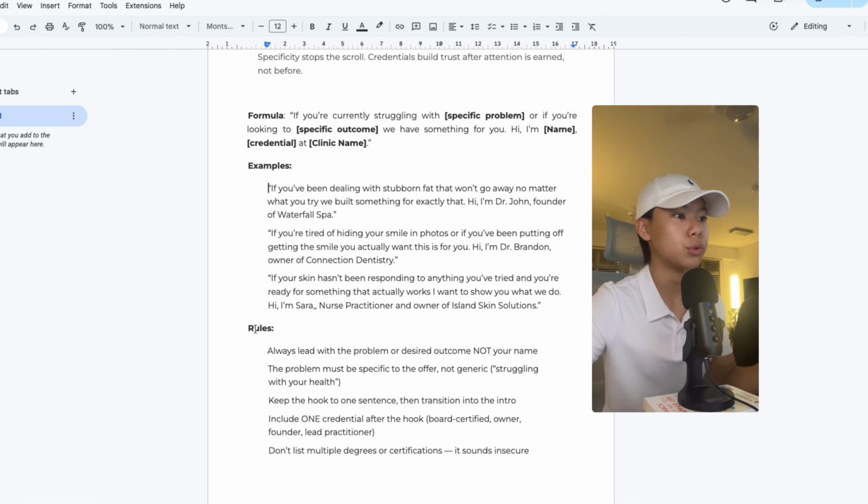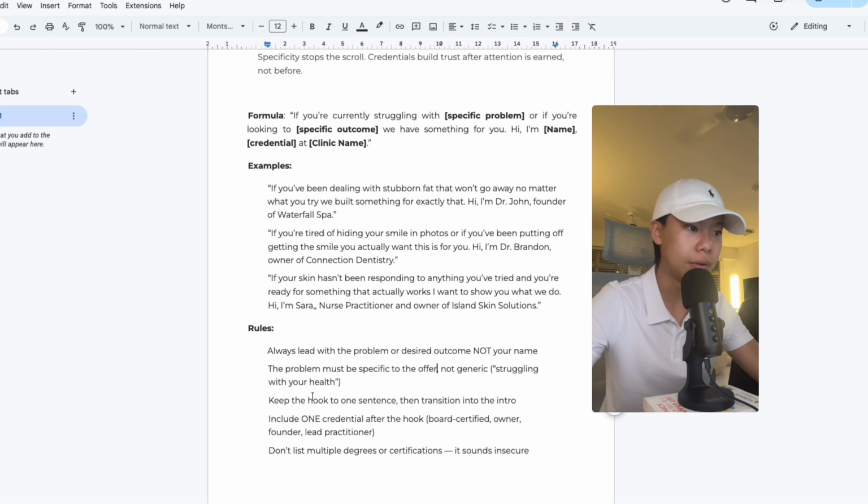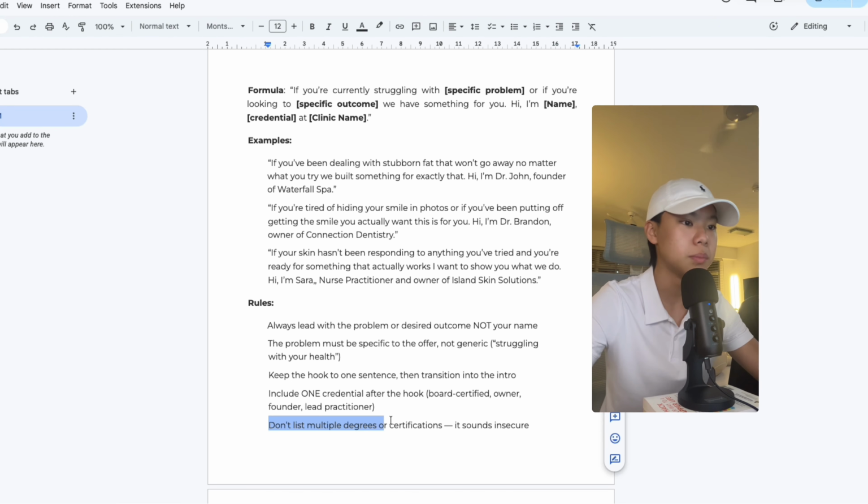Okay, cool. So the rules of part 1: always lead with the problem or the desired outcome, not your name. The problem must be specific to the offer, not generic, and keep the hook to one sentence, then transition to the intro. Include one credential after the hook, for example, you're the owner or you are the lead practitioner, and so on and so forth. Don't list multiple degrees or certifications, it sounds insecure.